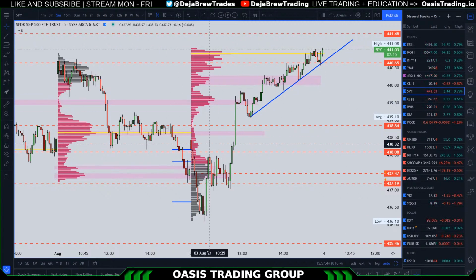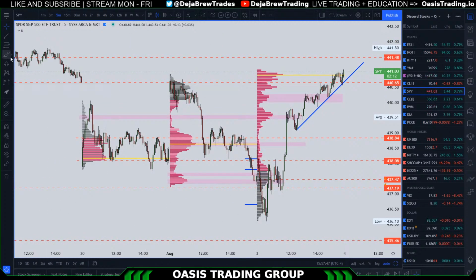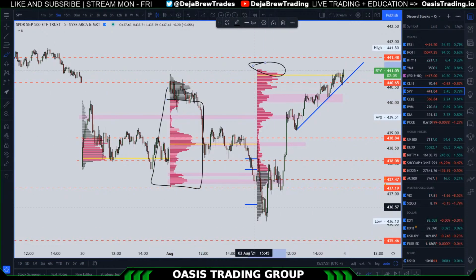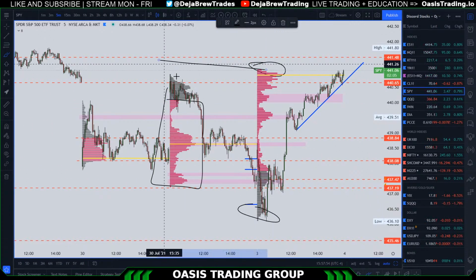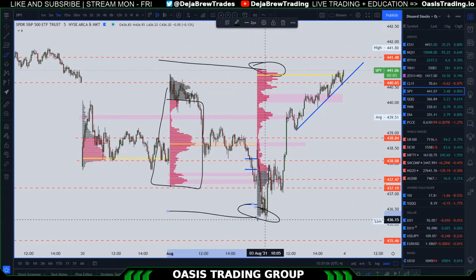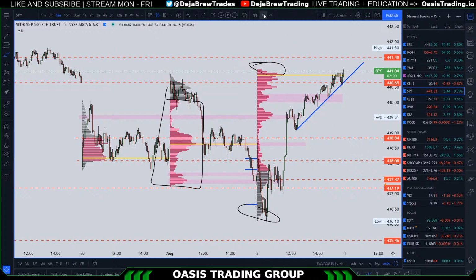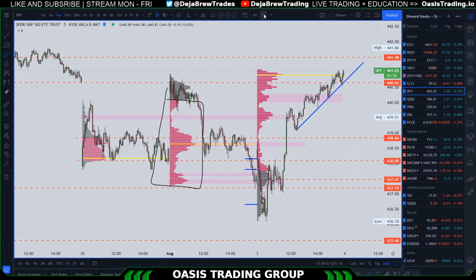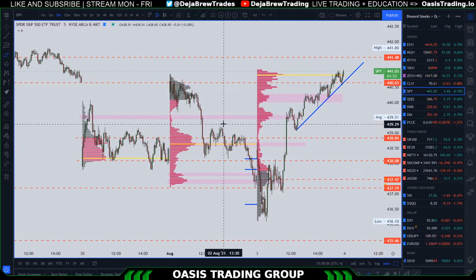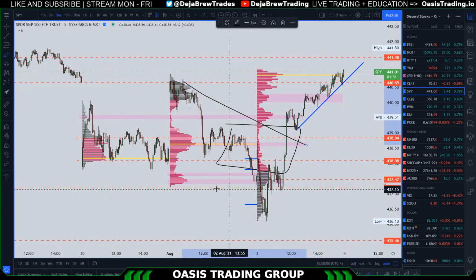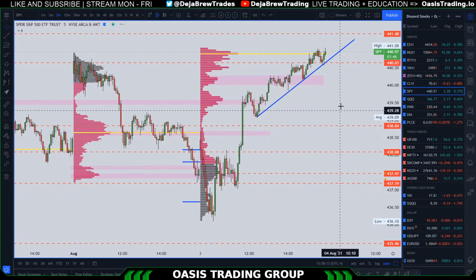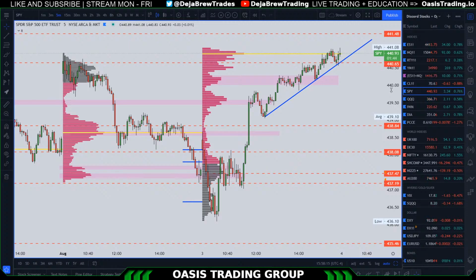This is what would be called an outside day. So we have our value area right here. And now we have broken the high and broken the low. So we have an outside day. This was also an outside day. So you have 2 outside days back to back. If the profile was somewhere in here, this would be an inside day. Outside days are obviously more volatile.